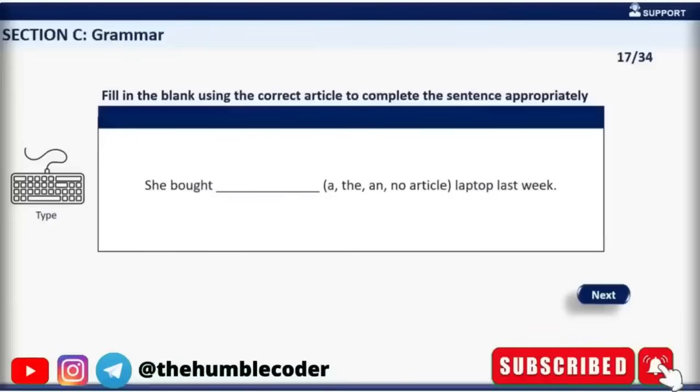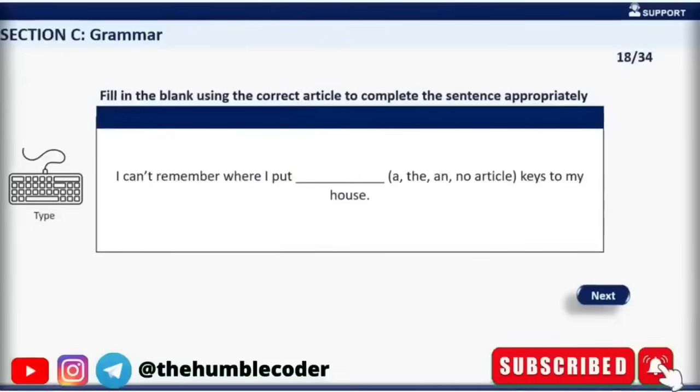So now the pattern of questions is a bit changed. Let's see. Fill in the blanks using the correct article to complete the sentence properly. So we will be given some articles. We have to select the most appropriate one that can come in this blank. The question is, she bought dash laptop last week. The correct answer is, she bought a laptop.